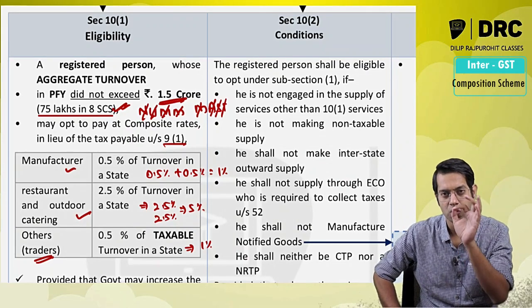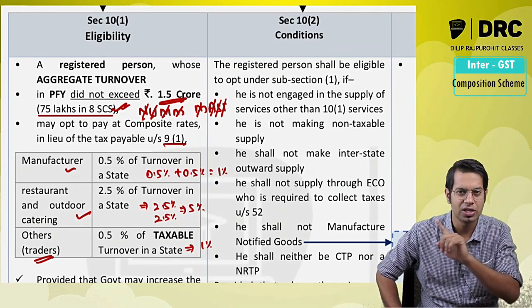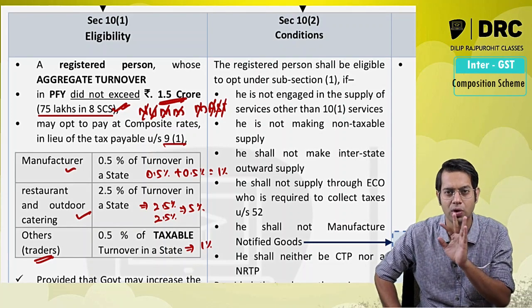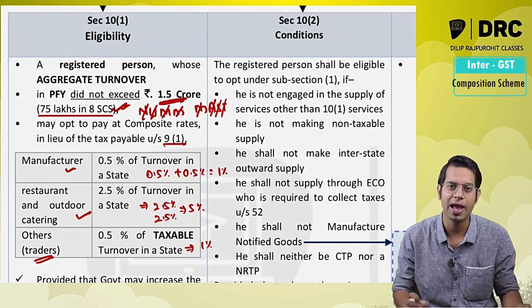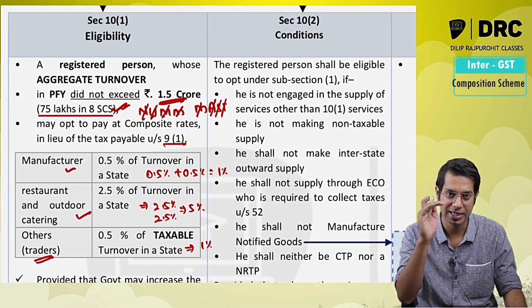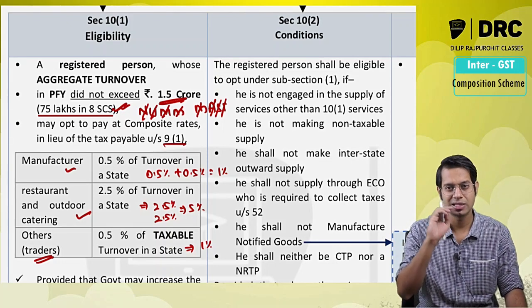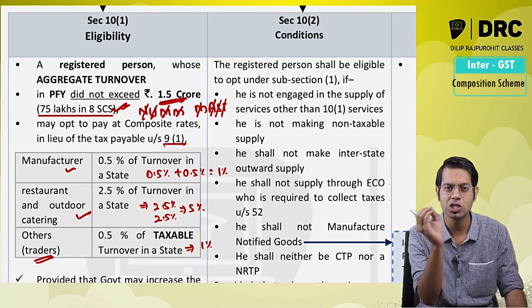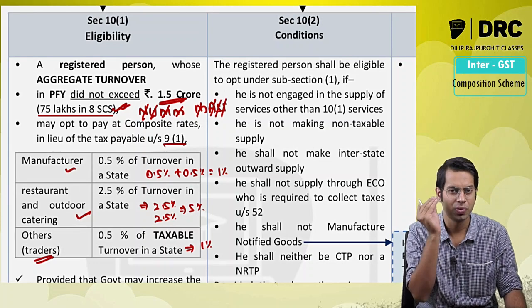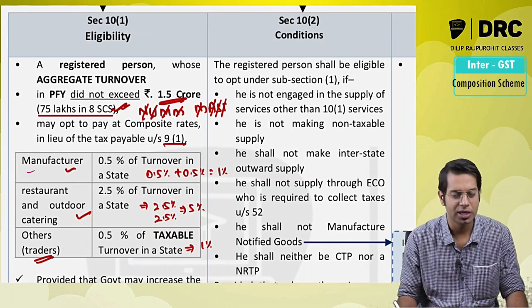A registered person whose aggregate turnover in the preceding financial year did not exceed 1.5 crore rupees, or 75 lakhs in case of 8 special category states, may opt to pay tax at composite rates in lieu of paying the tax at normal rates. What are the composite rates?